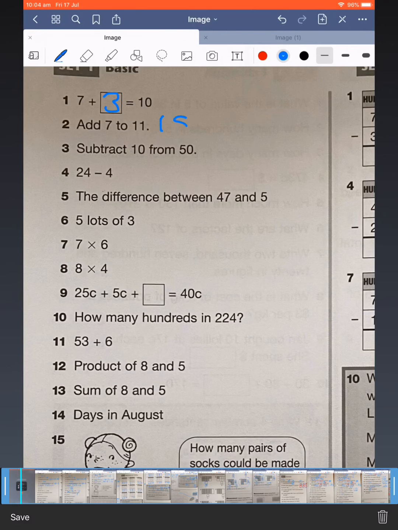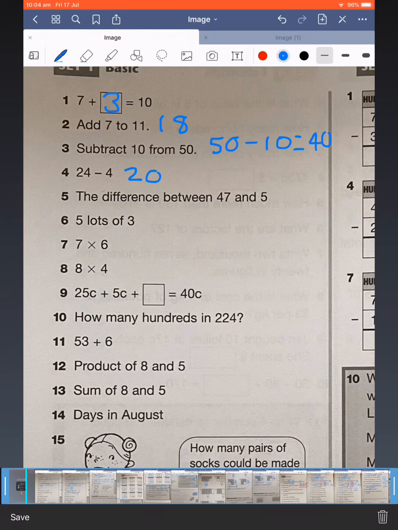Number 3, subtract 10 from 50. Now remembering, whenever we subtract, we need to start with the bigger number. So when it says subtract 10 from 50, we're taking the 10 from the 50, and that will give us 40. 24 minus 4, count backwards, is 20.